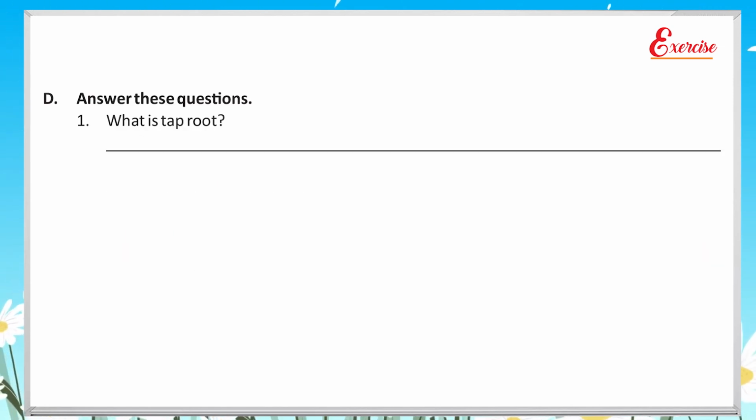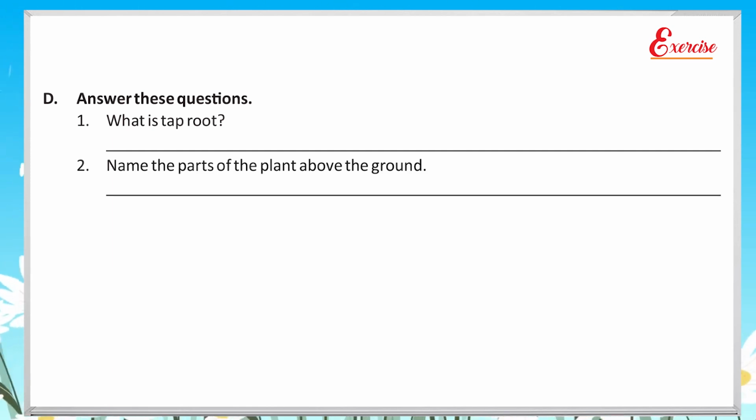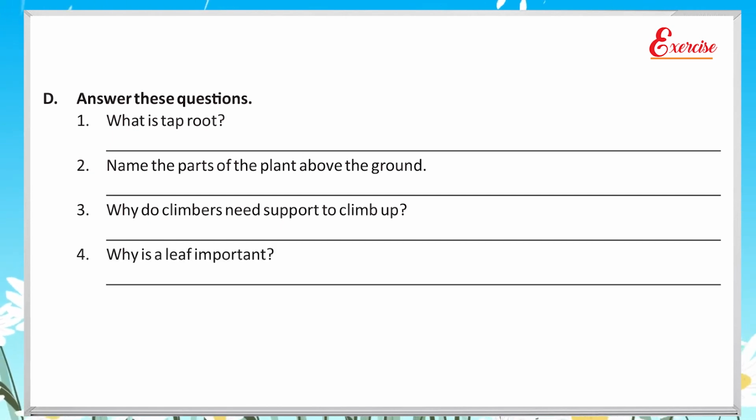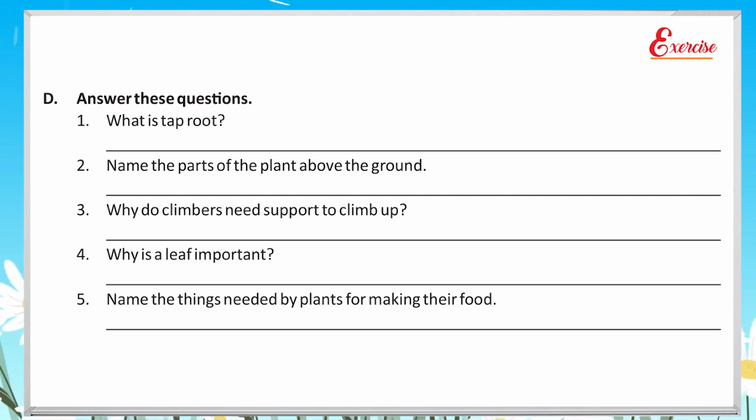D. Answer these questions. 1. What is tap root? 2. Name the parts of the plant above the ground. 3. Why do climbers need support to climb up? 4. Why is a leaf important? 5. Name the things needed by plants for making their food.